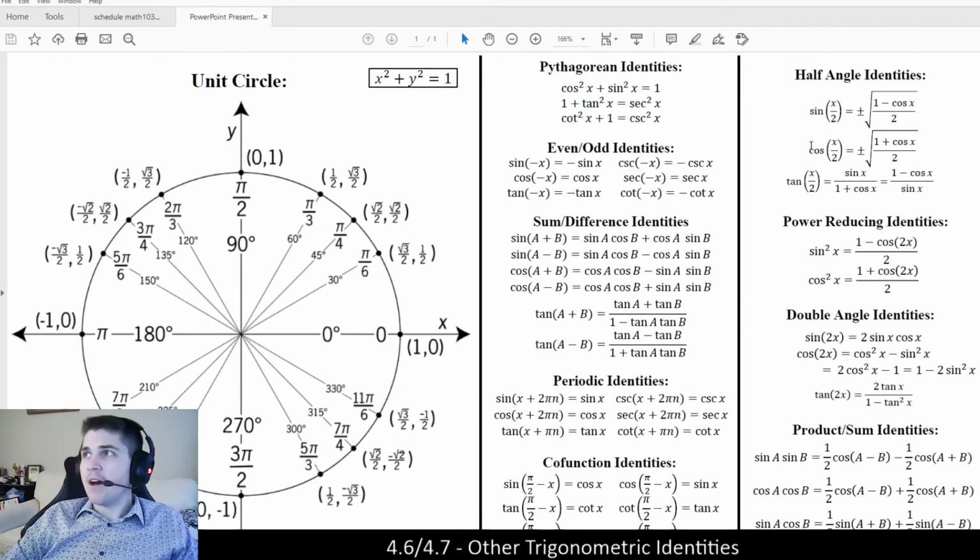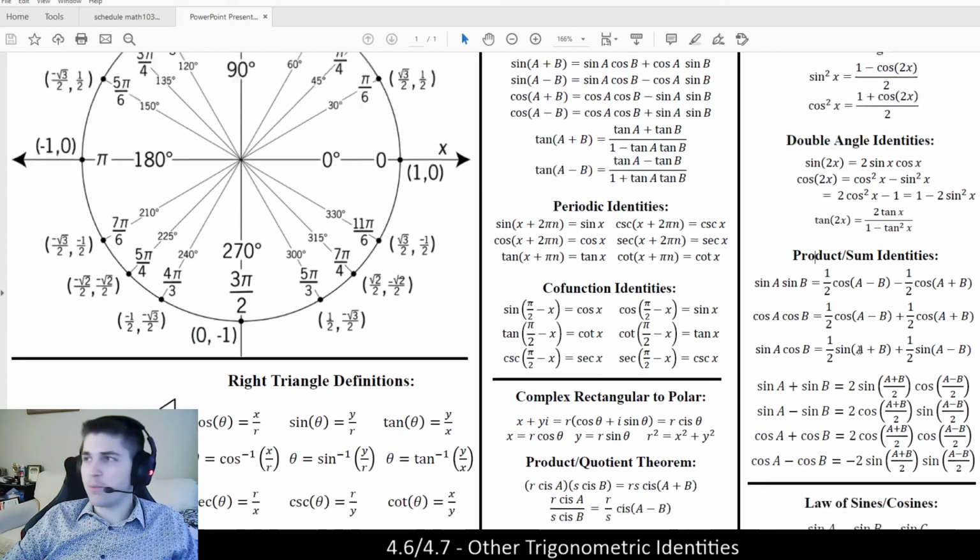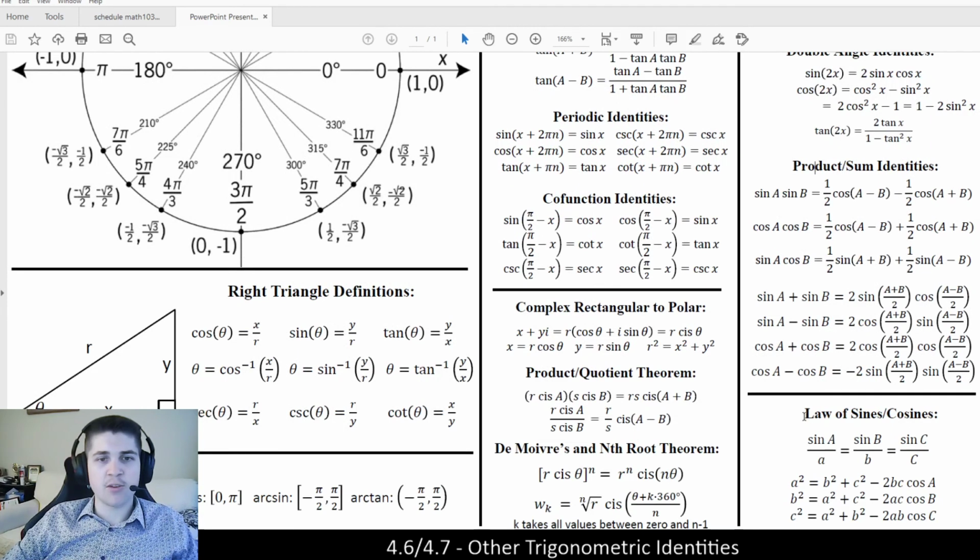On the right-hand side, we've also got our half angle and power reducing identities, those are the ones I was just talking about in this video, double angle identities, and a few others that we will finish up with in the next video. And also the law of sines and cosines. So you don't need to memorize those either from last week, because they're on the cheat sheet. Just another thing to notice.